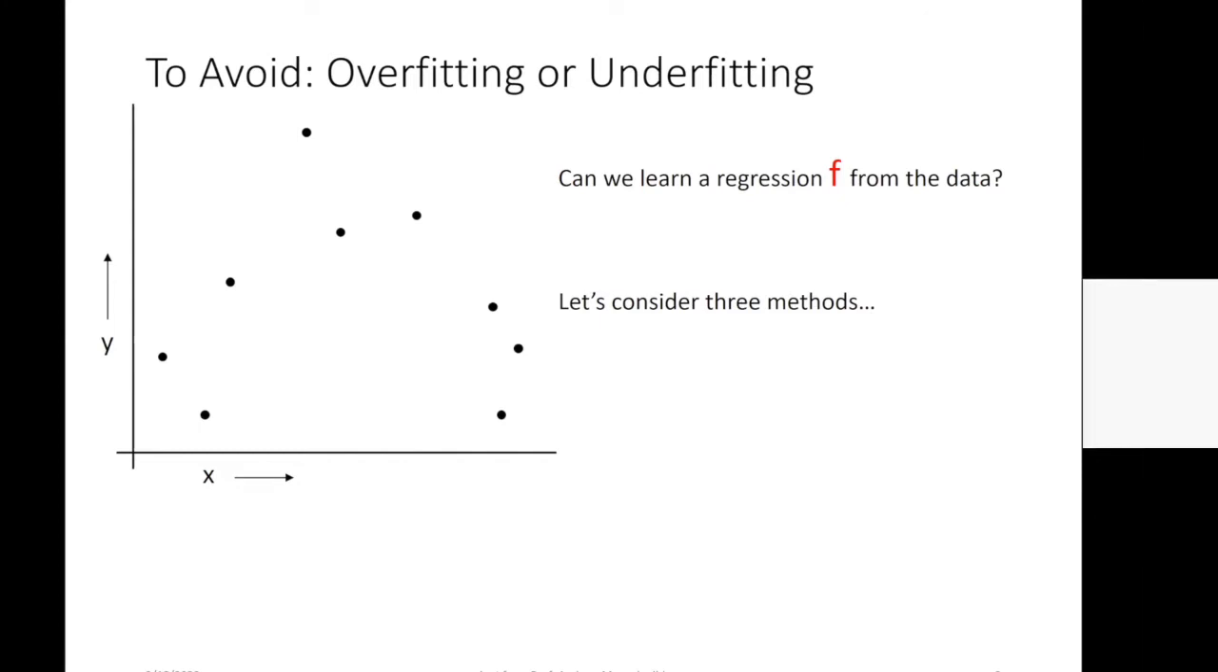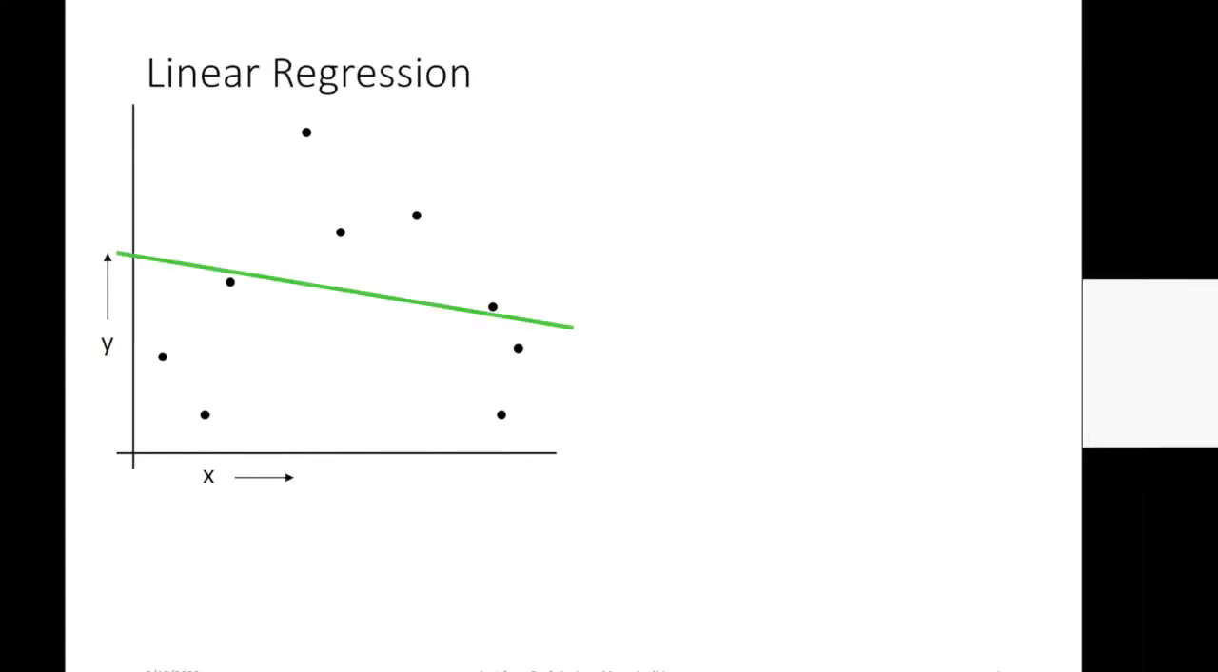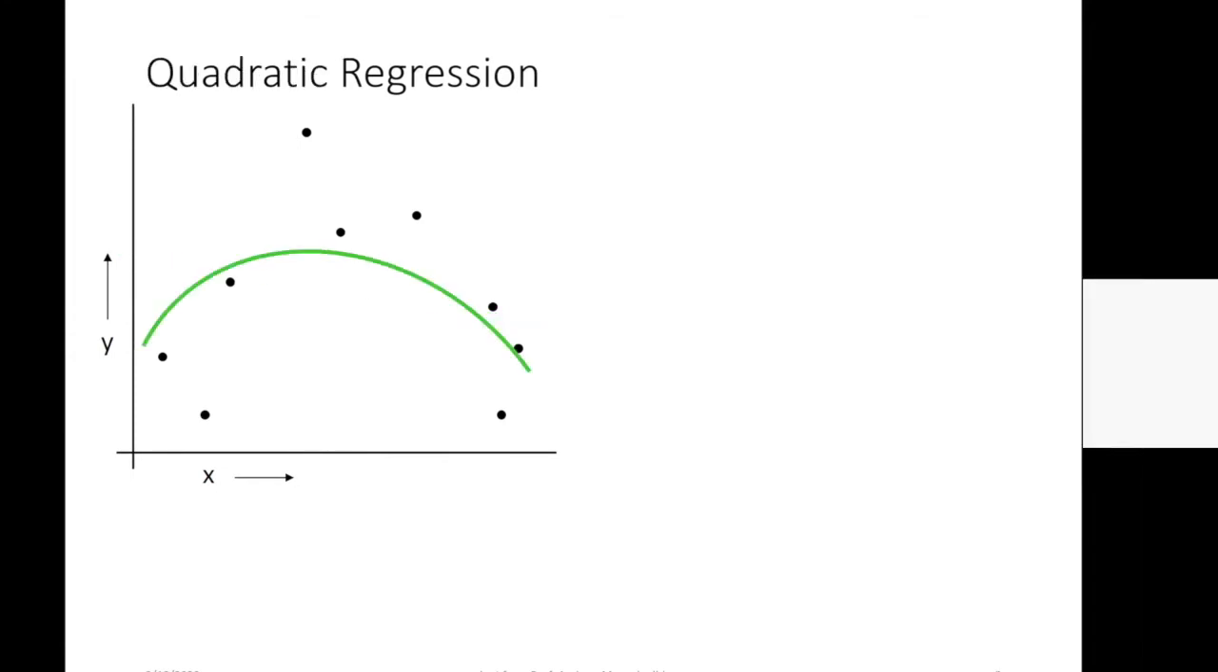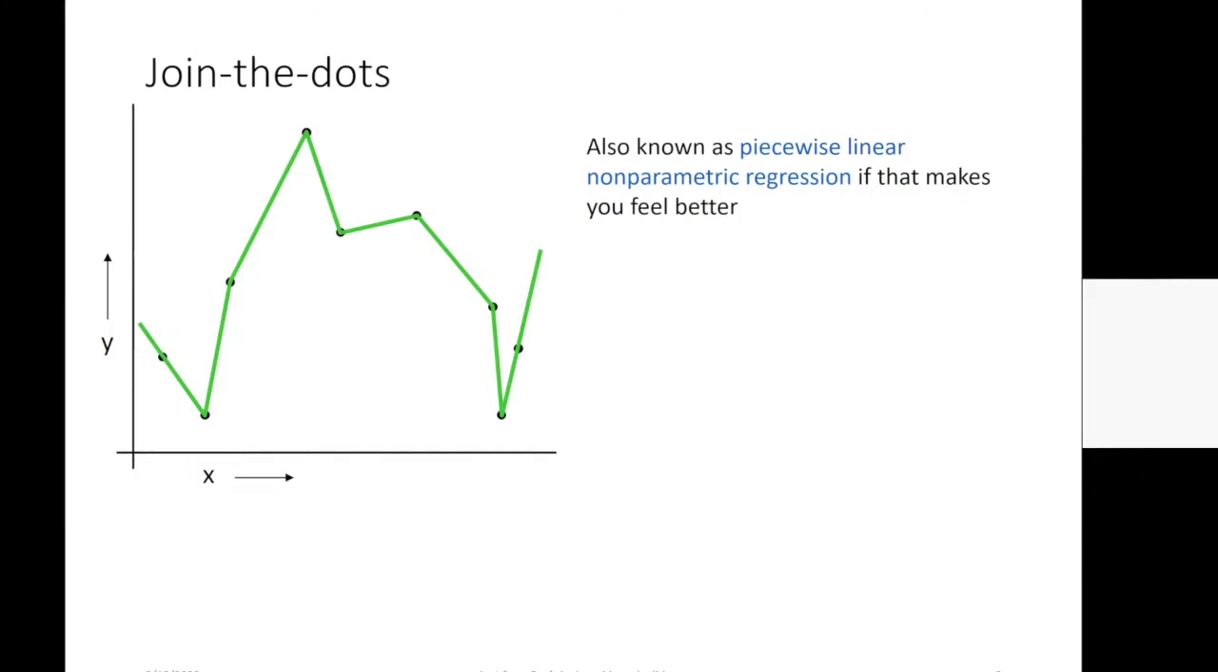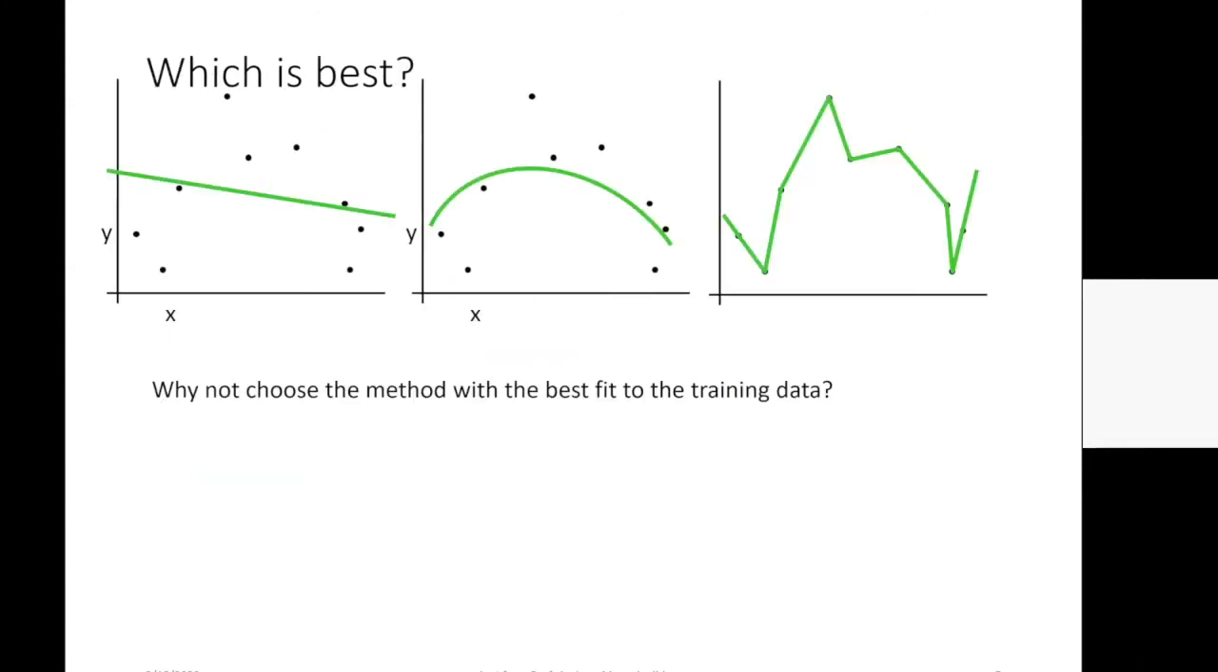So let's see, this is the data you're given. You want to learn a regression function from the data. Let's consider that I want to try a linear regression, a quadratic regression, and also this piecewise join-the-dots linear regression, piecewise linear regression. So which one should I pick when looking at this?